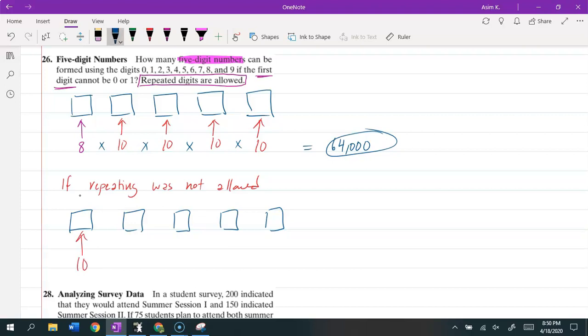Okay? All right, now let's get to thinking. By the time you get to the second spot, remember, if you already picked the number 4 here, you can't pick the number 4 here.